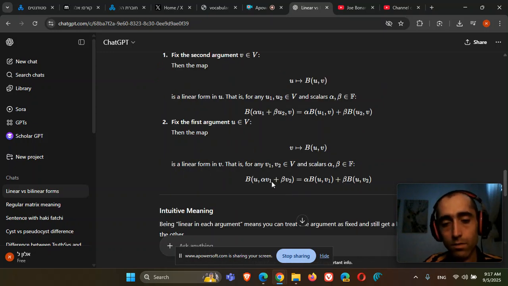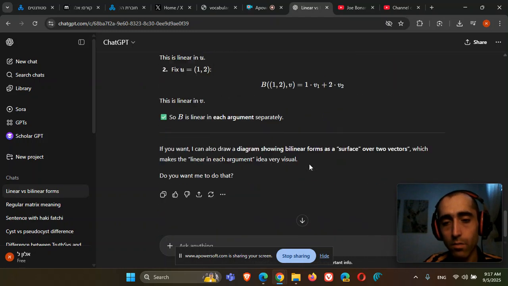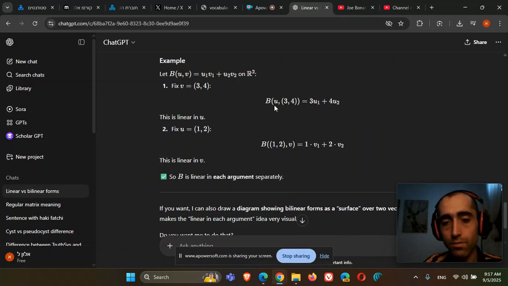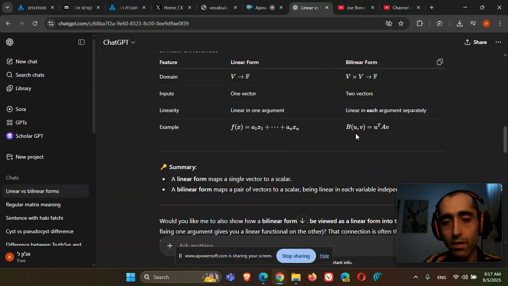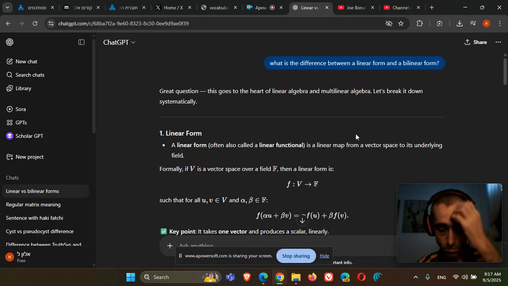Let's do it like this. We're taking the second argument, two vectors, and just separating them and taking their coefficients out. So this is linear in both arguments separately. Okay, you can see it in an example, but anyway, this is the idea of a bilinear form. So this was the difference between a linear form and a bilinear form.